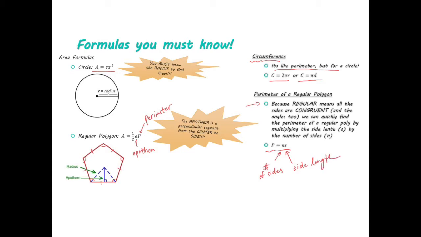Alrighty, the apothem is a new word for us, and here's a little description of what it is. It's a perpendicular segment that goes from the center of your polygon to one of the sides, straight to that side. So this would be your apothem. Cool, so we'll just do the apothem multiplied by the perimeter divided by 2. There's your formula.